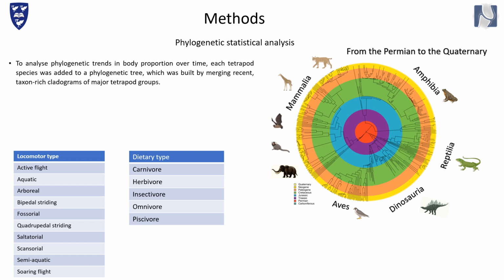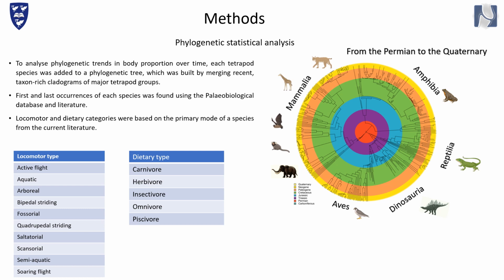So to analyse phylogenetic trends in body proportion over time, each tetrapod species was added to a phylogenetic tree, which was built by merging recent taxon-rich cladograms of major tetrapod groups, and you can see that over on the right. First and last occurrences of each species were found using the Paleobiology Database and the recent literature. This data was then combined with the phylogenetic tree to produce a time-calibrated tree, so we have species from the Permian all the way to the Quaternary.